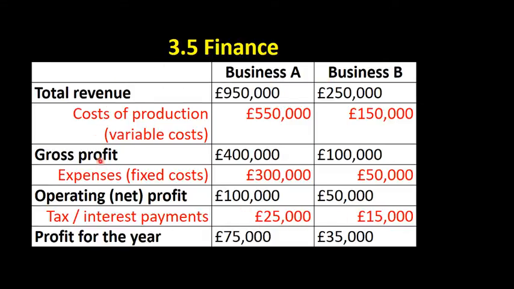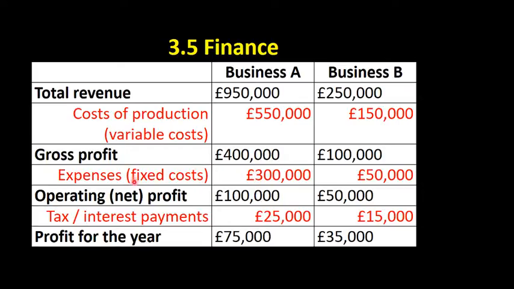And this is a very simple income statement, where at the top we've got the total amount of money that the business has made in sales, that's the total revenue. Then we've got the variable costs of production that the business incurred when they were making the product, i.e. if these are two bakeries, the variable costs will be things like flour, eggs, etc. When we subtract the cost of production from the total revenue, that gives us our gross profit.